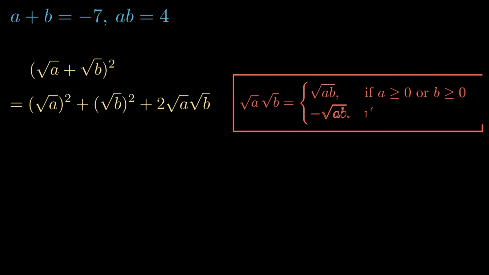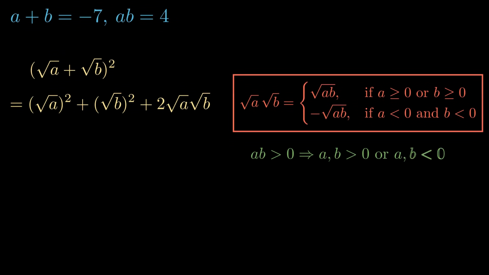But the full property for all real values of a and b is: square root of a times square root of b equals square root of ab if at least one of a and b is non-negative, and square root of a times square root of b equals negative square root of ab if both a and b are negative. We're only considering real values of a and b, and the rule would be even more complicated if a and b were complex numbers. So this means we need to determine the signs of a and b to decide which case we're dealing with.